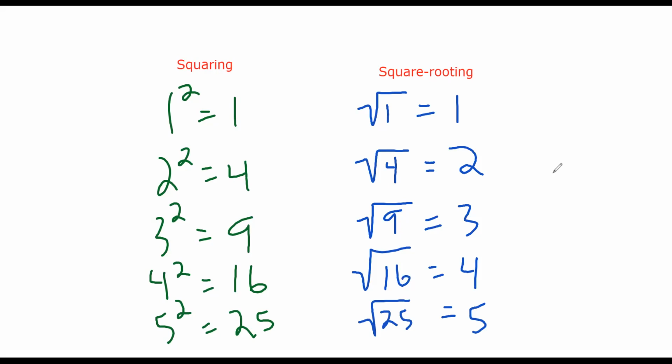7 squared is 49, but what's the square root of 7? Well, it has one, but it's not pretty. The square root of 7, what's a number that multiplies by itself to get 7? It's not going to be a nice whole number. It's not going to be 2 or 3. It's going to be something in between 2 and 3. So the square root of 7 here will be in between 2 and 3. But it's going to be ugly.